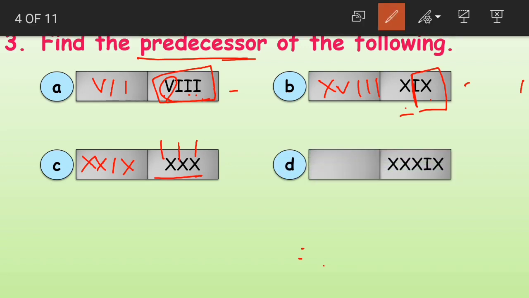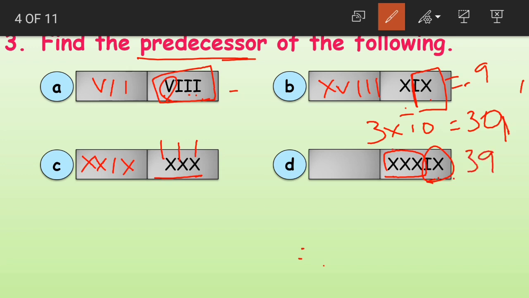XXXIX. Now look here, we have 3 X's. 3 X means 3 tens. 3 tens are 30. Then we have IX. Again, IX is equal to what? IX is equal to 9. So XXXIX is equal to 30 plus 9, which is equal to 39. Now, what is the predecessor of 39? The predecessor of 39 is 39 minus 1, which is equal to 38. Now, how do we write 38 in Roman symbols, children?